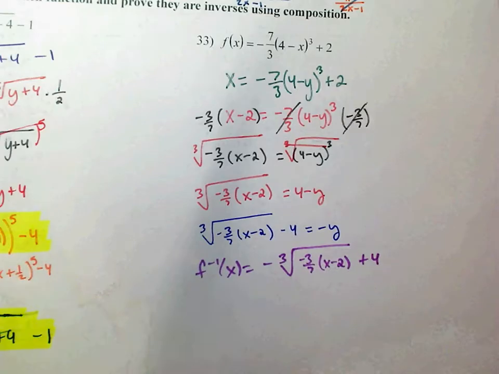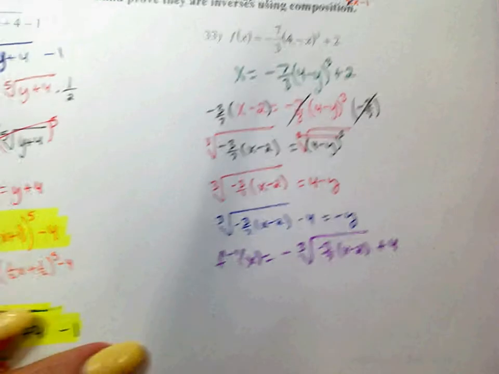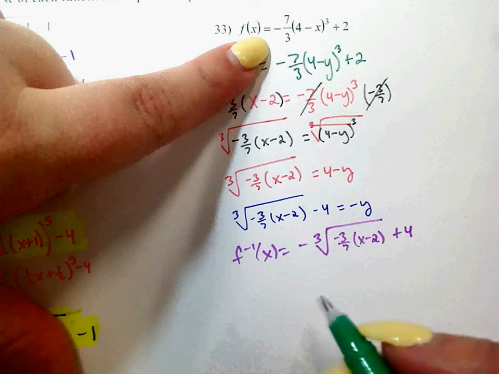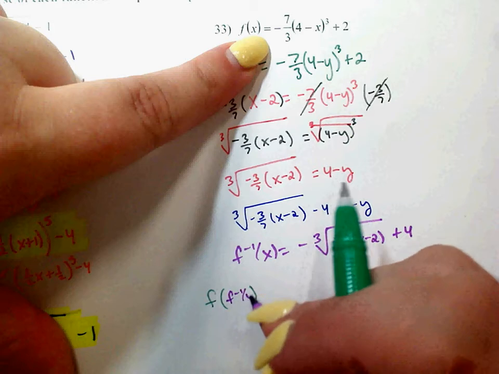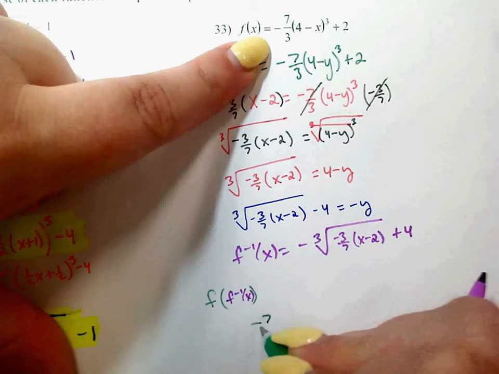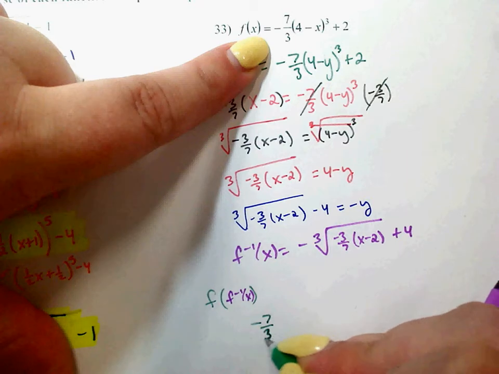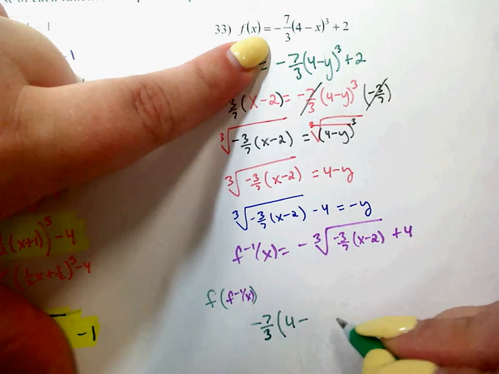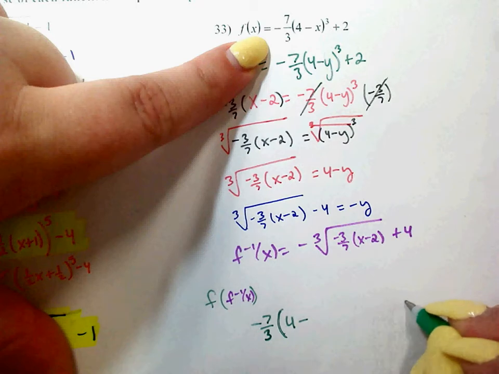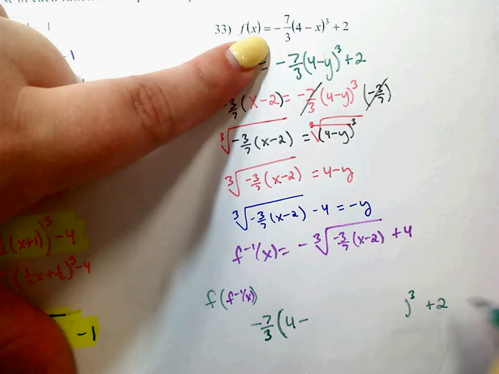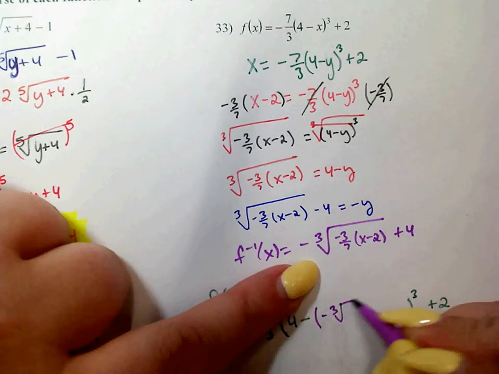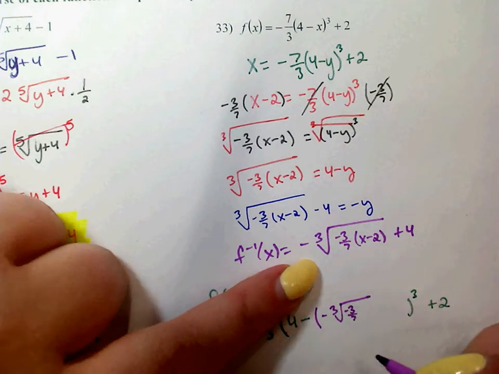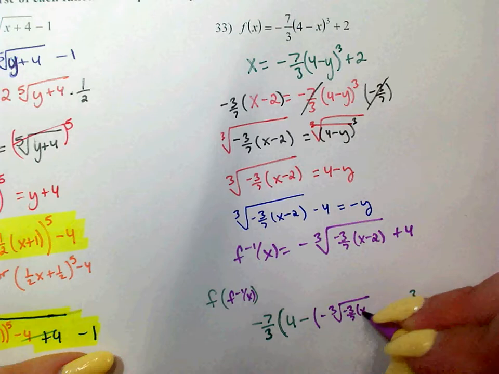Okay. So let's do f of f inverse. So I'm going to start with the original function. So f of f inverse: negative 7 over 3 times 4 minus something, cubed, plus 2. And that something is all of that. So we're going to subtract negative cube root of negative 3 sevenths times x minus 2, plus 4.